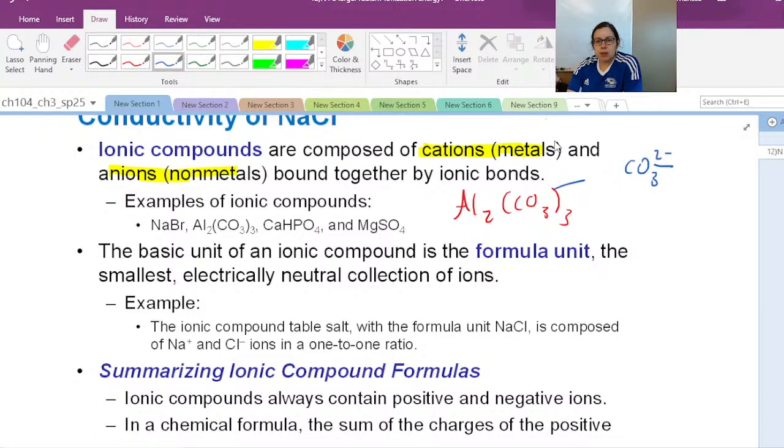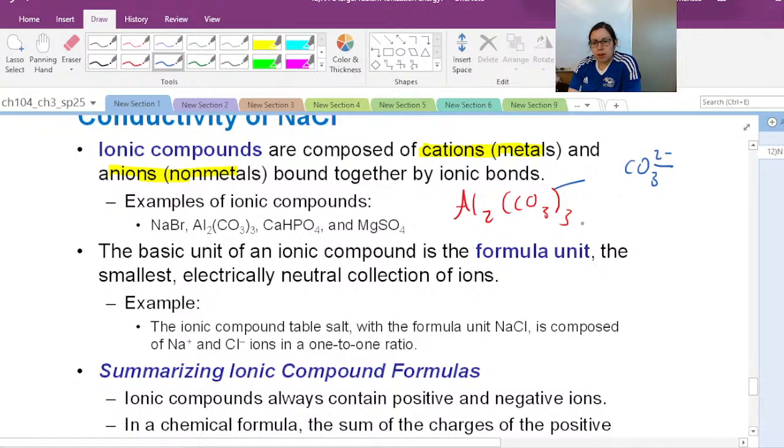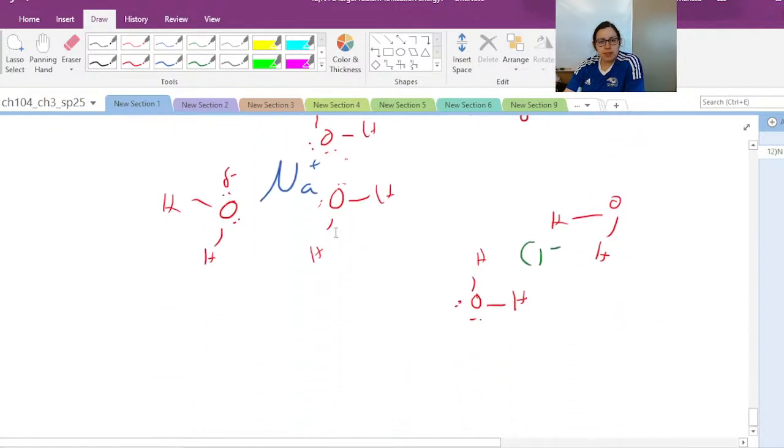You can look at aluminum, +3, and then we got our formula unit. So we'll get to how we got there more mathematically, but we can see 3 times +2 is +6, -2 times 3 is -6, so 0. And so that's always what we're trying to accomplish, is just get our formula unit for ionic compounds. So again, it's just our smallest electrically neutral ratio. Again, we'll practice that.